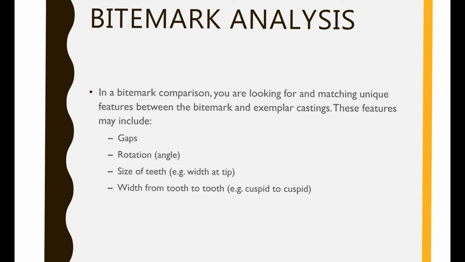We're going to look at gaps. We're going to look at rotation, so like the angle that the tooth sits at, if it doesn't sit perfectly straight. We're going to look at the size of the teeth, for example, the width of the tip of the tooth. And then we're going to look at the distance from tooth to tooth, from cuspid to cuspid or molar to molar. That gives us some indication of the size of the person's mouth.